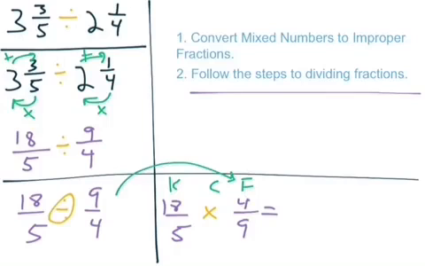And then we multiply. 18 times 4, if you do 18 times 4, you're going to get 72. And we're going to put that over 5 times 9, which is 45. And we have this improper fraction answer, which we get often when we deal with dividing mixed numbers and fractions. So we need to turn it back into a mixed number to get the final answer.